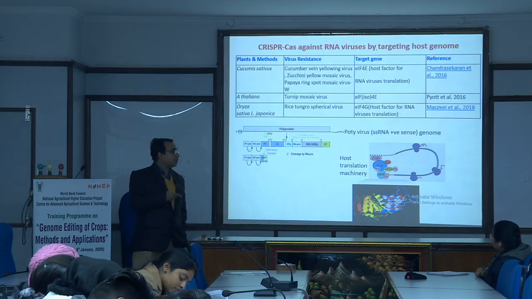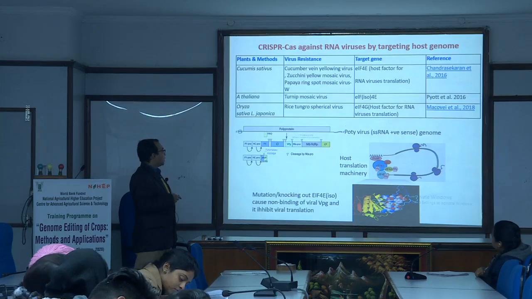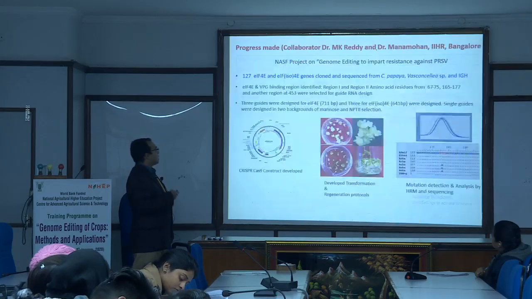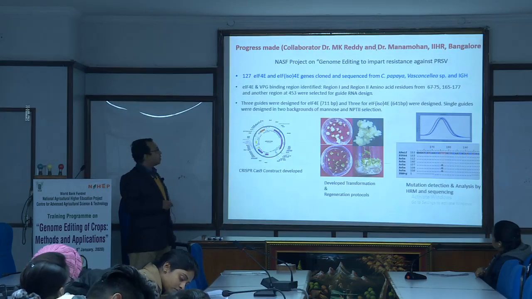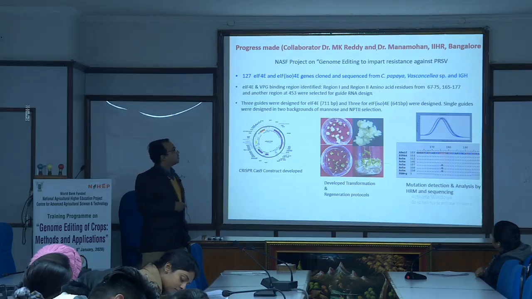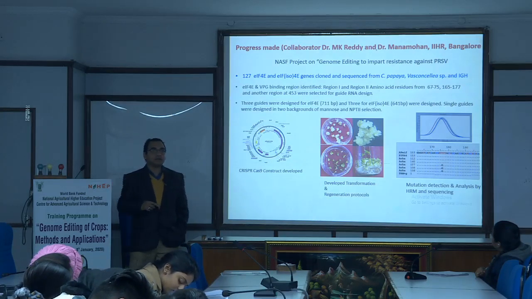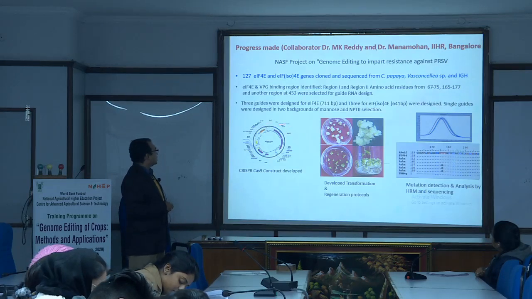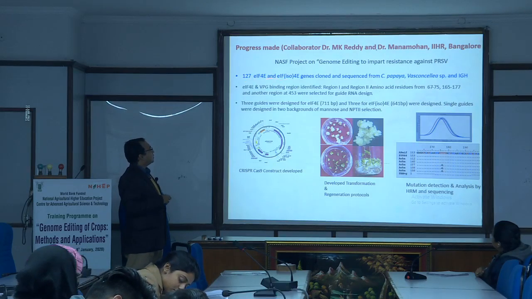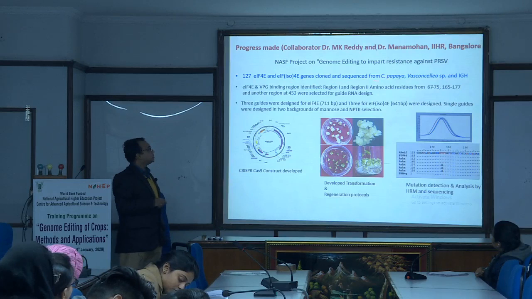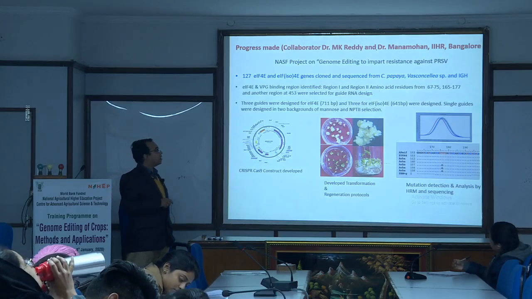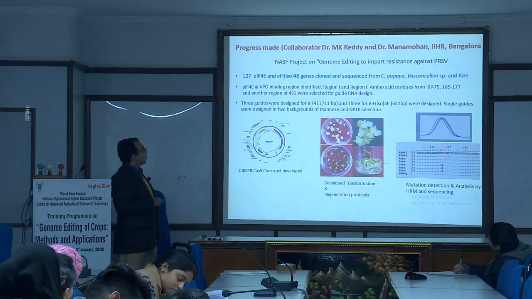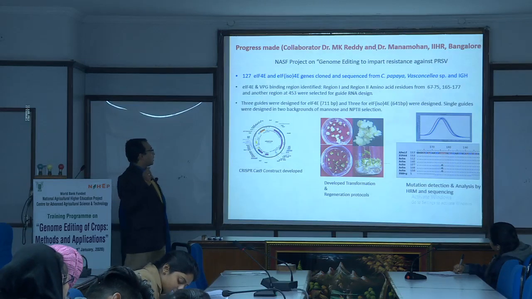So, this is the main aspect. Mutation or knocking out has to be done, and in this aspect my collaborators Dr. M.K. Reddy and Dr. Manomohan from IIHR Bangalore have had some success. They developed a CRISPR-Cas9 construct. First they identified several EIF4E gene sequences from the papaya, and then they were cloned and the guide RNA was identified.